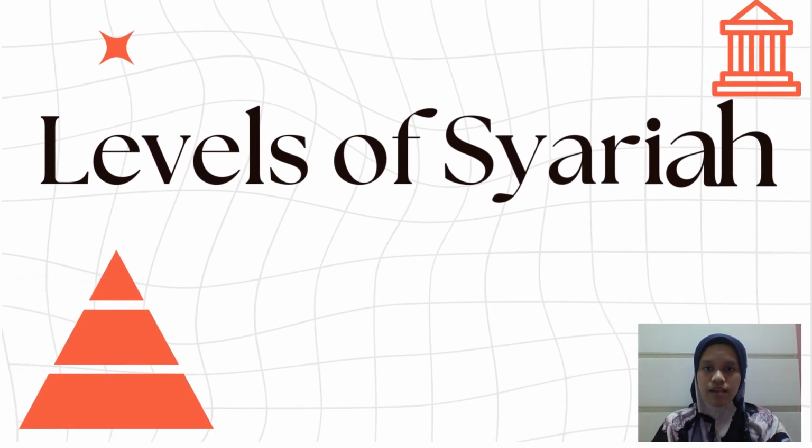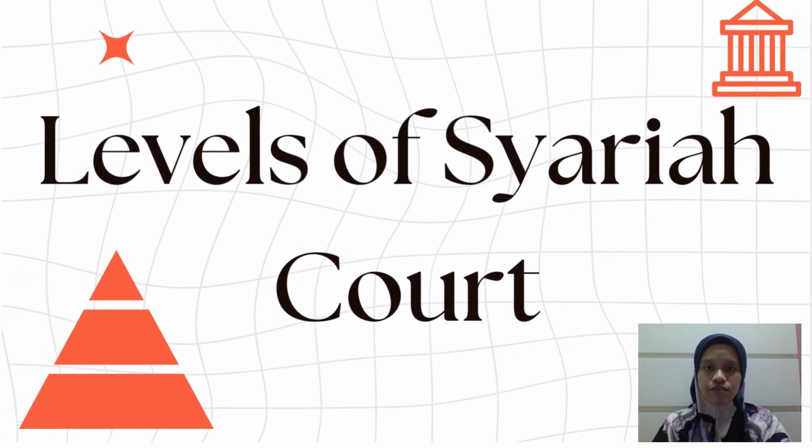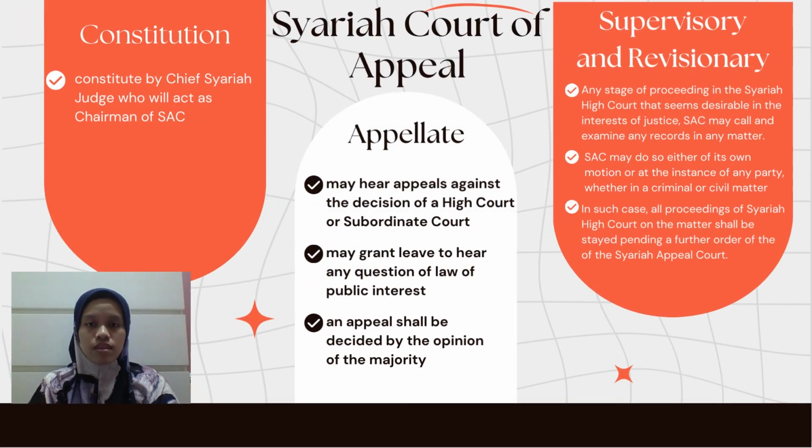Thank you. Assalamualaikum, I'm Siti Khalisa and I'm going to present the third point for jurisdiction of Sharia Court, which is the levels of Sharia Court. From the bottom, we have Sharia Subordinate Court, and after that is the Sharia High Court, and the above is Sharia Court of Appeal. So we'll start from the top.